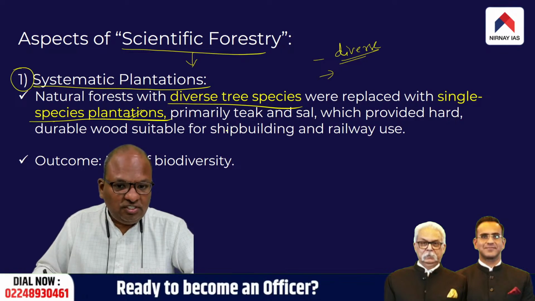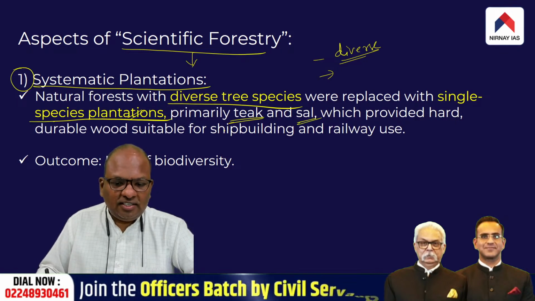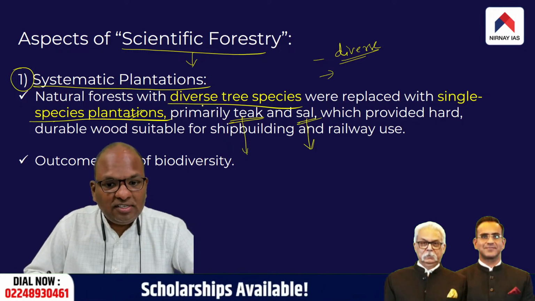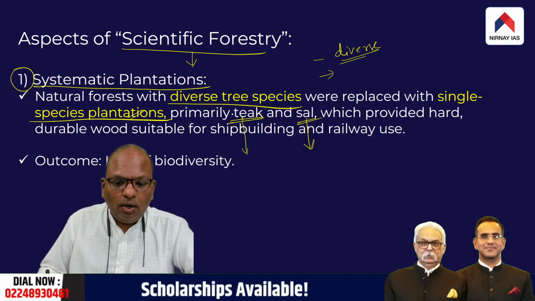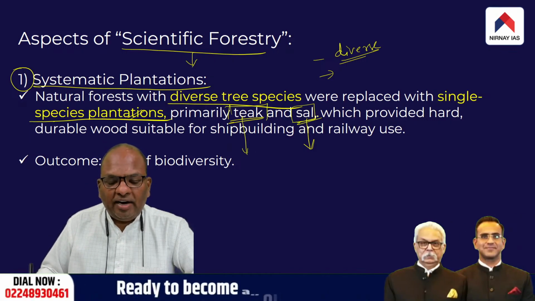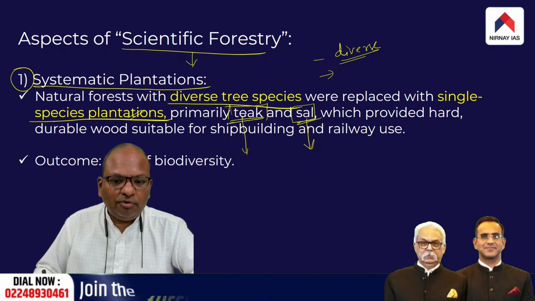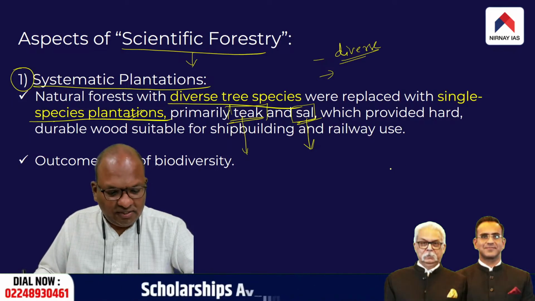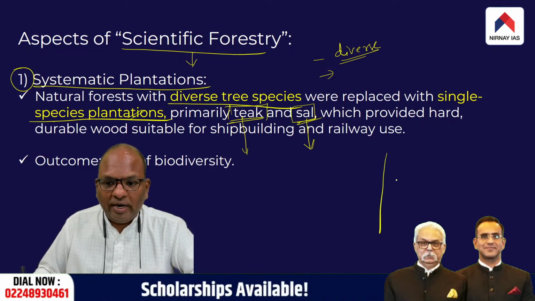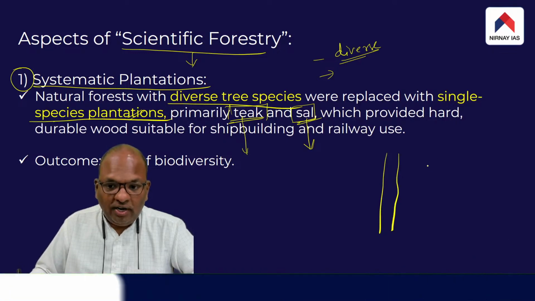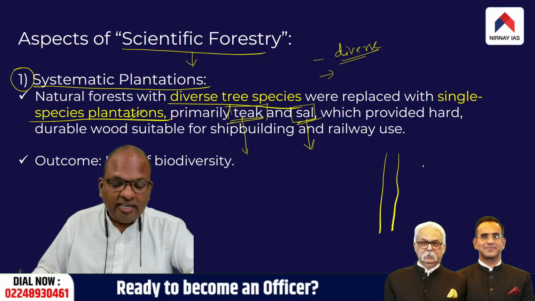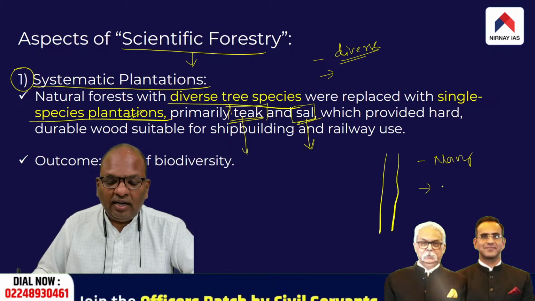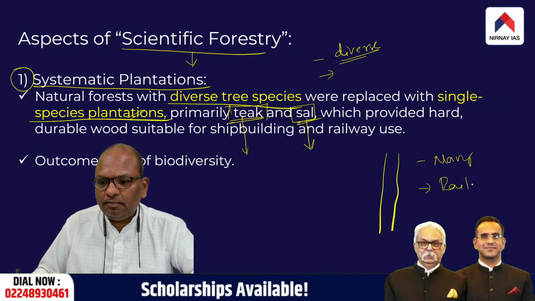Which trees? Mostly teak wood and sal trees. Teak trees and sal trees began to be planted by replacing diverse tree species. But why were only these two plants introduced? Why was the cultivation of only these two plants encouraged? The point is, teak and sal are hardwood trees, and more importantly, they grow quite straight, which the British wanted to meet the needs of its navy, and also to help in the construction of the railways.